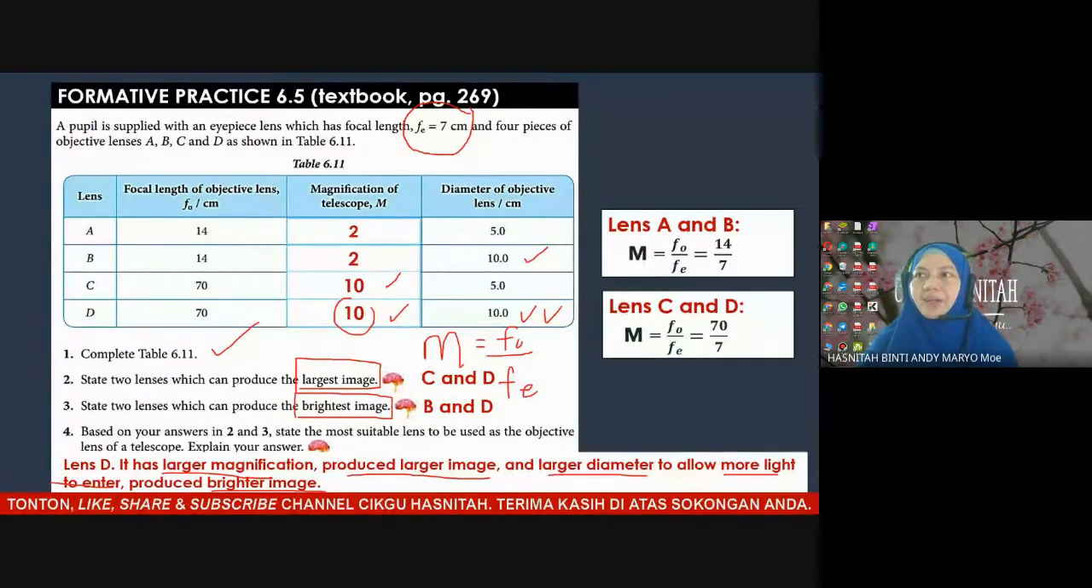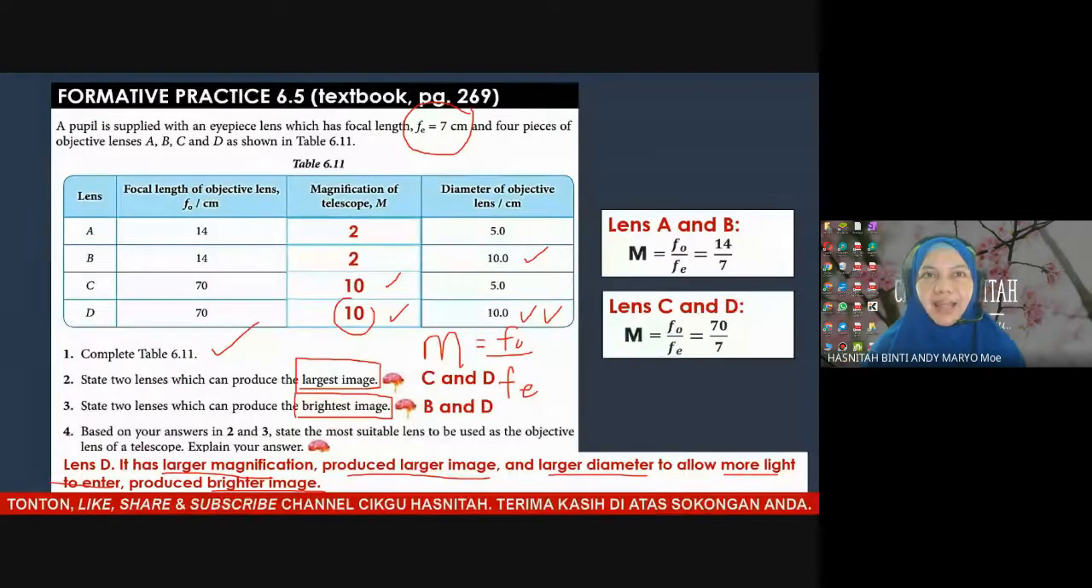So you can complete this formative practice 6.5 in your textbook on telescope. For further exercises, I want you to try Uji Kendiri 6.5 in your workbook, page 188 and 189. Very simple, only 3 questions. You have to draw the ray diagram for magnifying glass, microscope, and telescope. That's all.